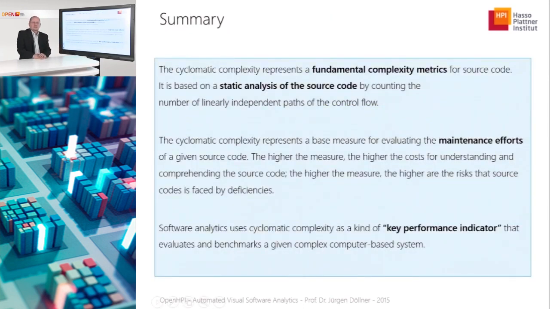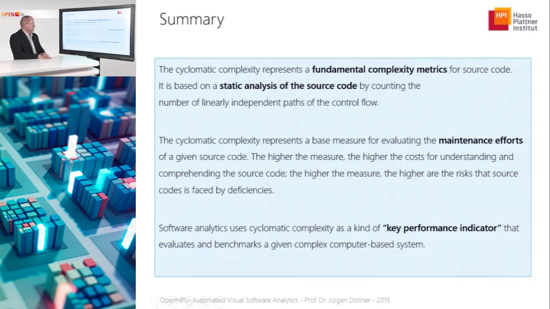To summarize, the cyclomatic complexity represents a fundamental complexity metric for source code. It is based on a static analysis of source code by counting the number of linearly independent paths through a given control flow by means of a formal model of the control flow graph. The cyclomatic complexity represents a base measure for evaluating the maintenance efforts of a given source code, at least to give a forecast of potential maintenance efforts that have to be spent in terms of redesign and refactoring.